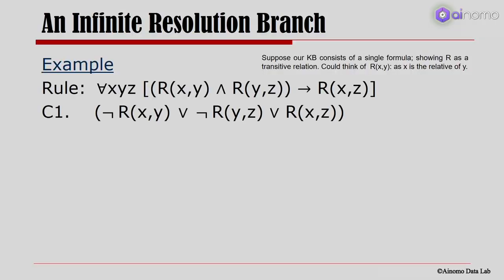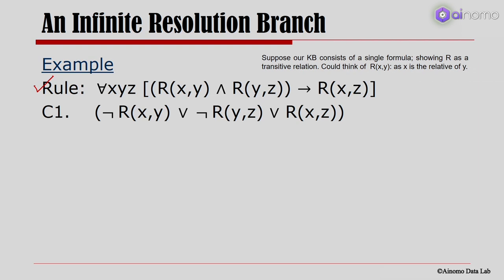We start our discussion with looking at an infinite resolution branch. Here is a small example. Let us suppose our knowledge base consists of a single formula. Here, this formula is showing that the relation R is transitive. One could think of R as a relation that defines relative. So, Rxy could mean x is the relative of y.